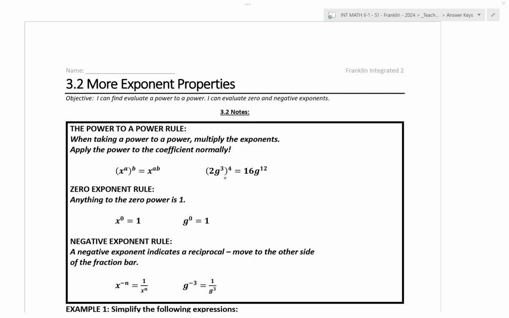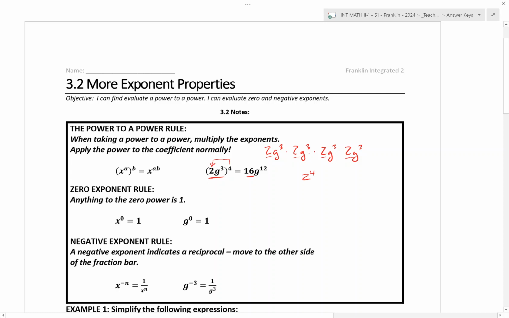So if we have 2g cubed all to the fourth power, so this whole thing is being taken to the fourth power, what that essentially means is you have 2g cubed 4 times. And if we were going to use the product property as normal, we would do 2 times 2 times 2 times 2, which is 16. And again, the shortcut there is to just do 2 to the fourth power. So we apply that exponent to the 2 to the fourth.